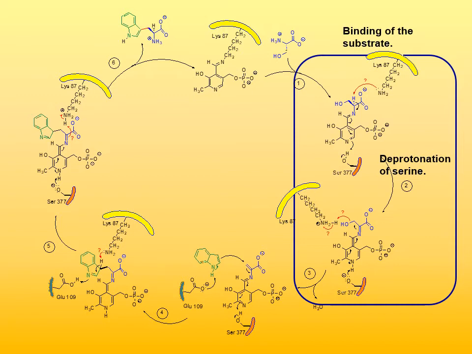That reaction is assisted by serine 377. You can see how electron flow cascades towards the pyridine ring of the PLP, and eventually the pyridine nitrogen of the PLP is protonated.